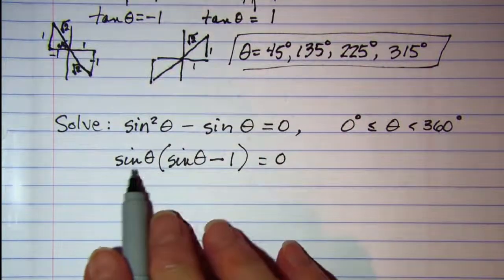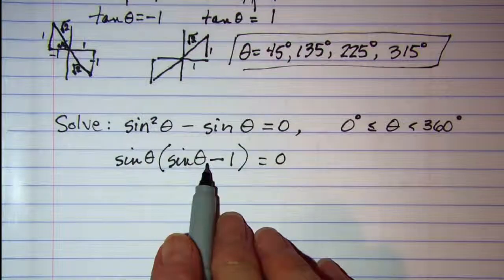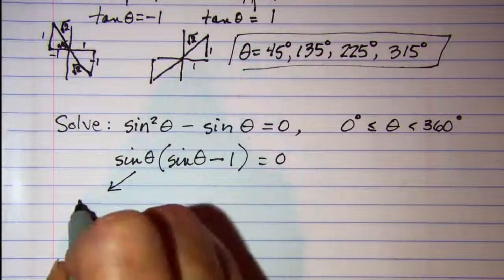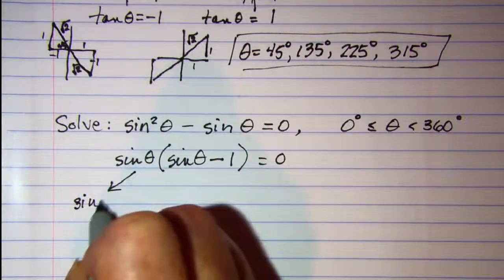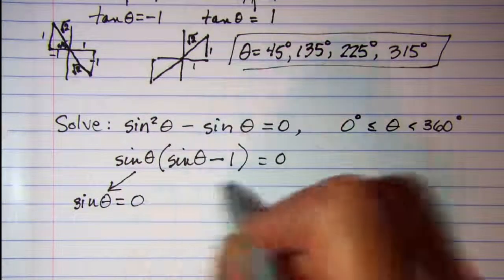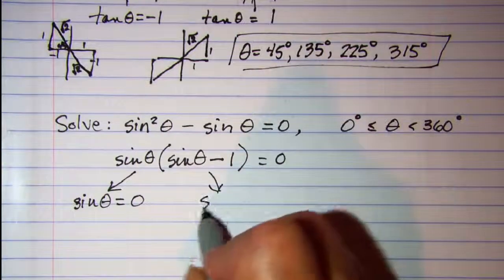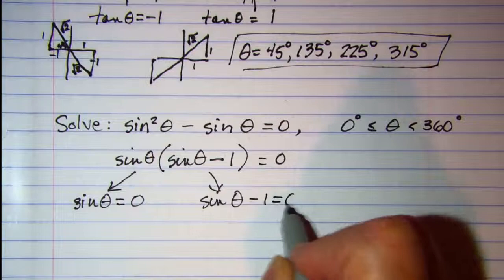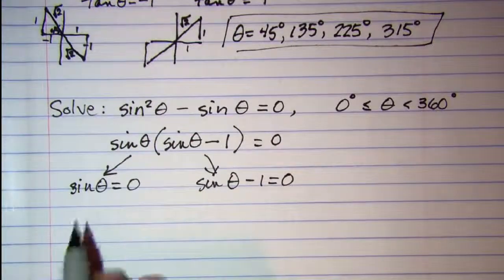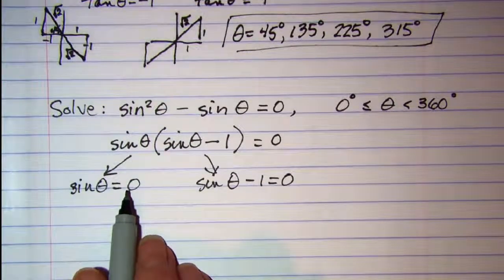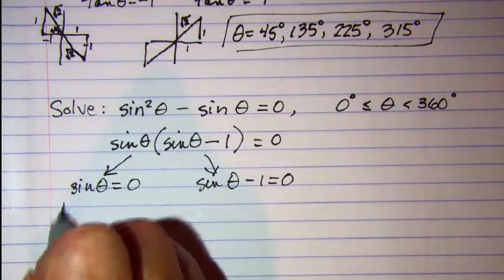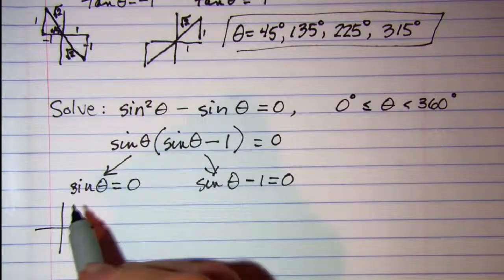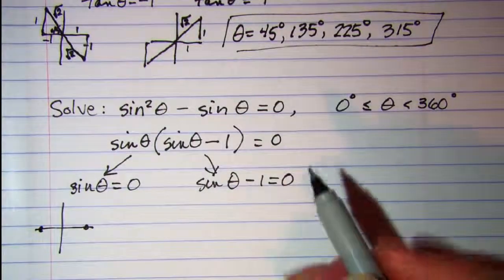Again, we have the product of two factors equaling 0. So I can set each one equal to 0. Sine theta equals 0, or sine theta minus 1 equals 0. So my sine is 0 at 0 degrees and at 180 degrees.